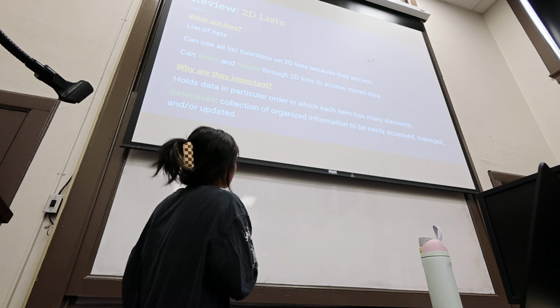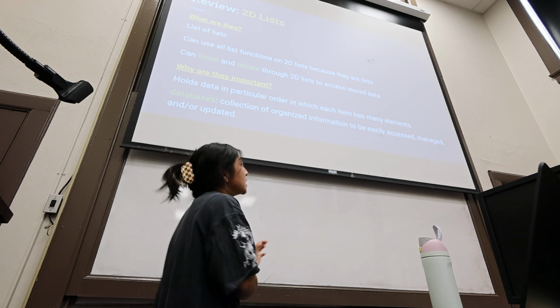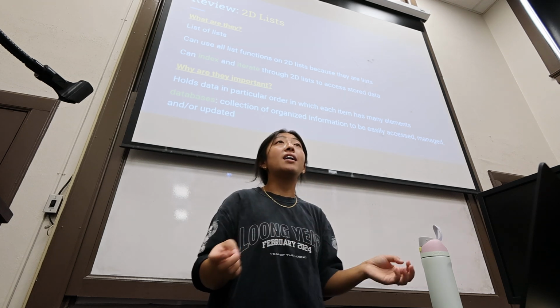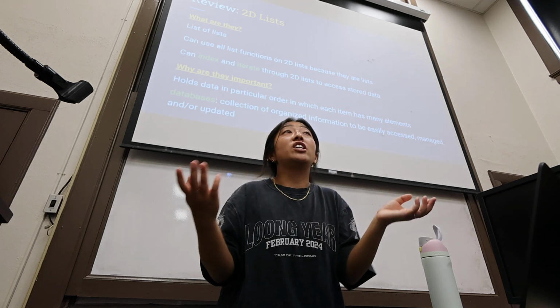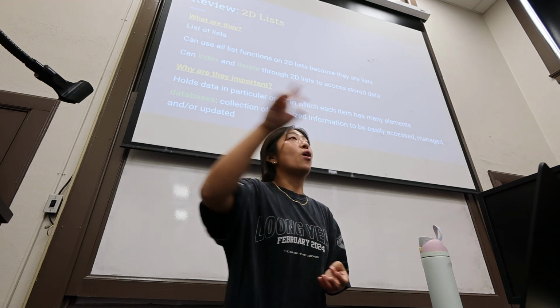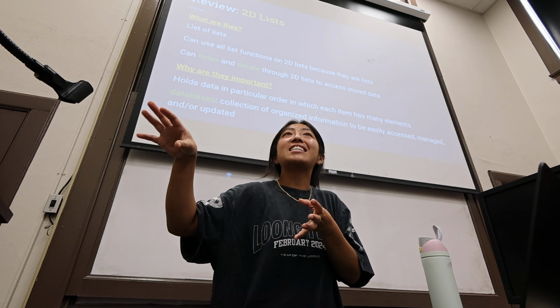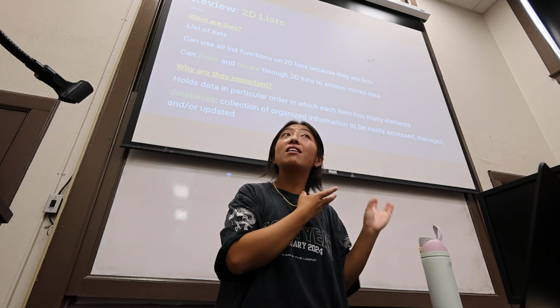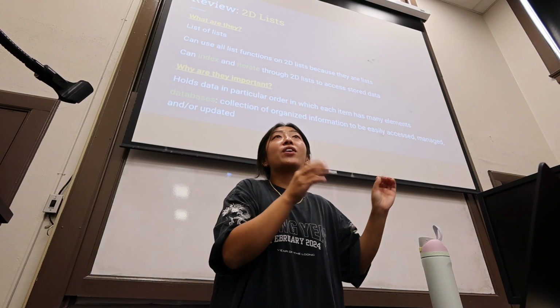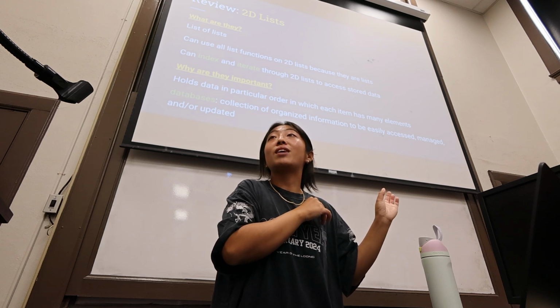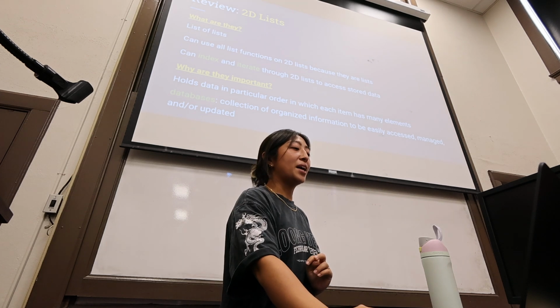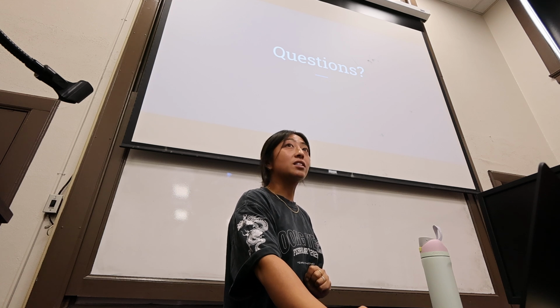And then a database is just a collection of organized information to be easily accessed, managed, or updated. 2D lists, actually a valid database, right? When you go off and do stuff with more complicated data, you're going to have different frameworks that help you manage databases. But for now, this is a way of learning your first simple database, a 2D list. Okay. Any questions?